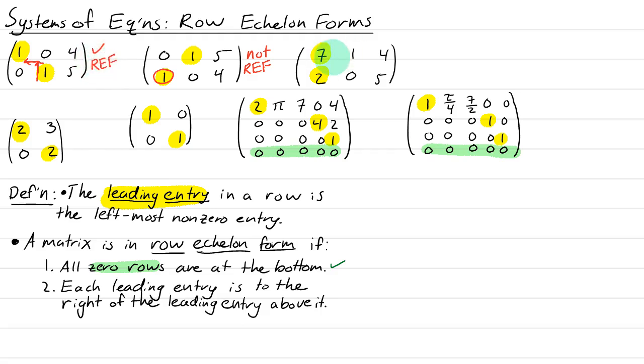This first one is row echelon form. And let's look at this next one here. So the first one is always okay. The leading entry here is not to the right, it's directly below, so that does not count as to the right. And here, let's see, we have a leading entry here, a leading entry here. That looks good. That is to the right of the leading entry above it. Same thing here.